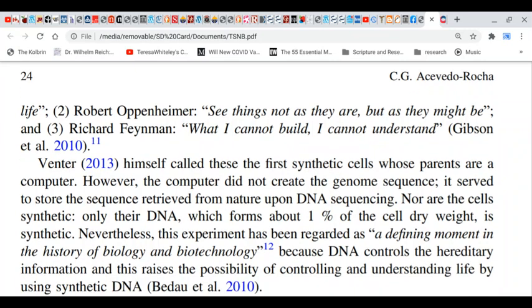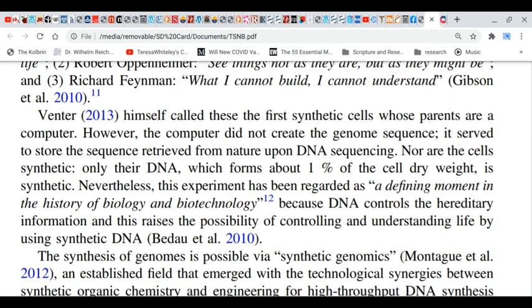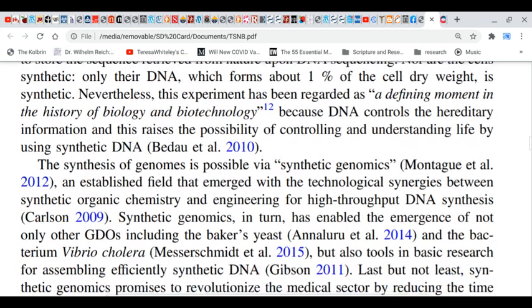Venter himself called these the first synthetic cells whose parents are a computer. However, the computer did not create the genome sequence. It served to store the sequence retrieved from nature upon DNA sequencing. Nor are the cells synthetic, only their DNA, which forms about 1% of the cell dry weight, is synthetic. Nevertheless, this experiment has been regarded as a defining moment in the history of biology and biotechnology because DNA controls the hereditary information, and this raises the possibility of controlling and understanding life by using synthetic DNA.